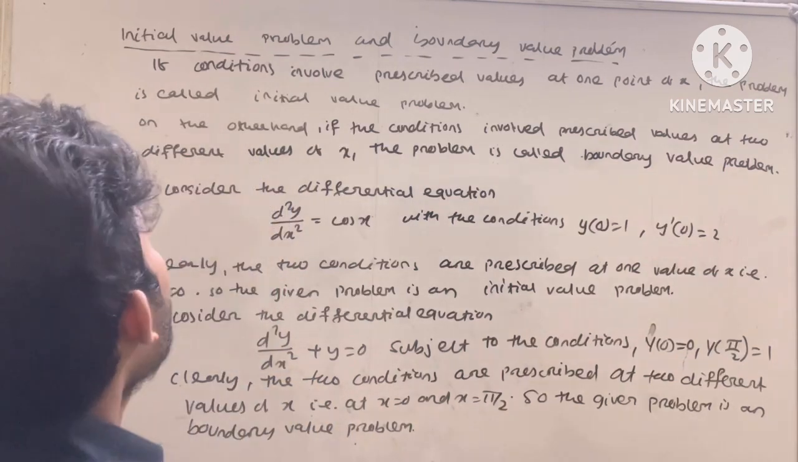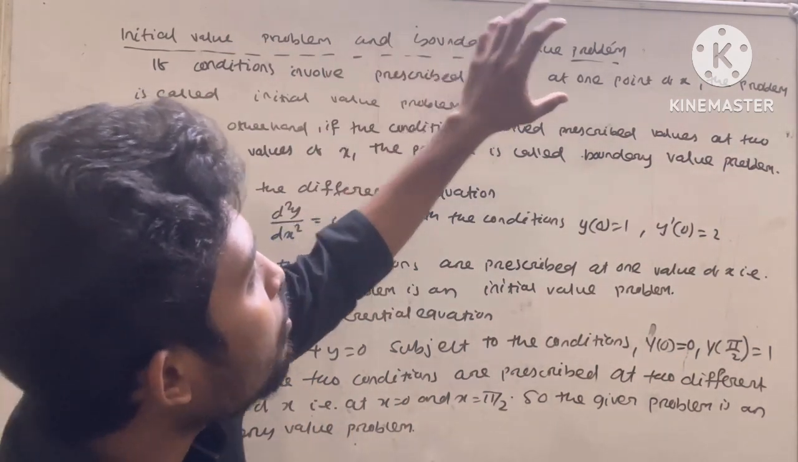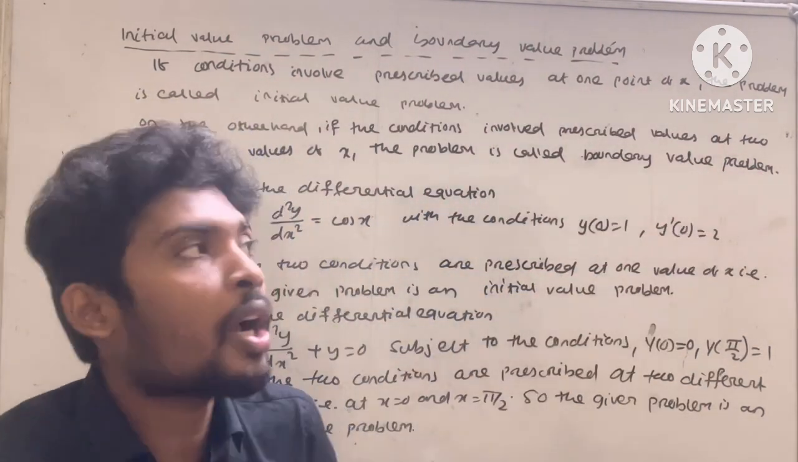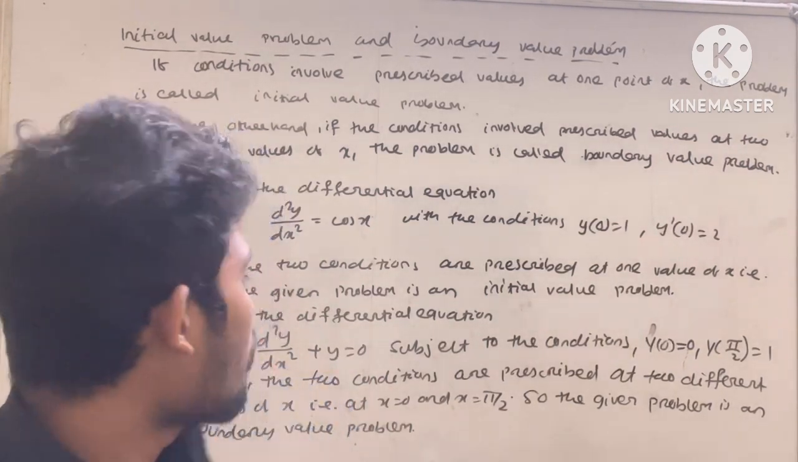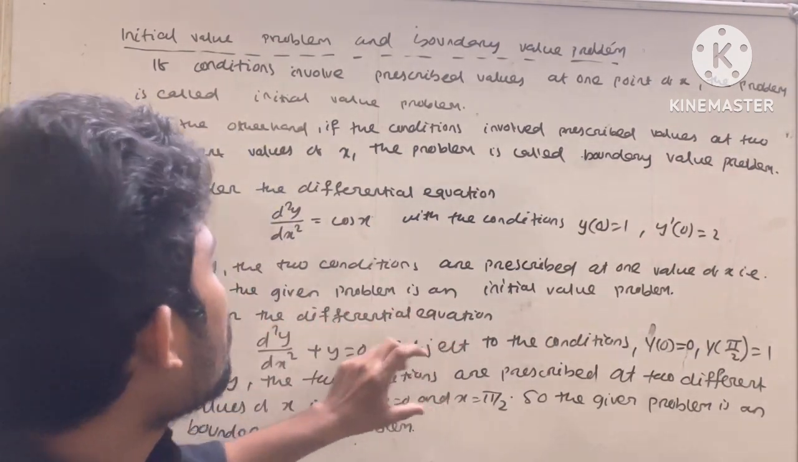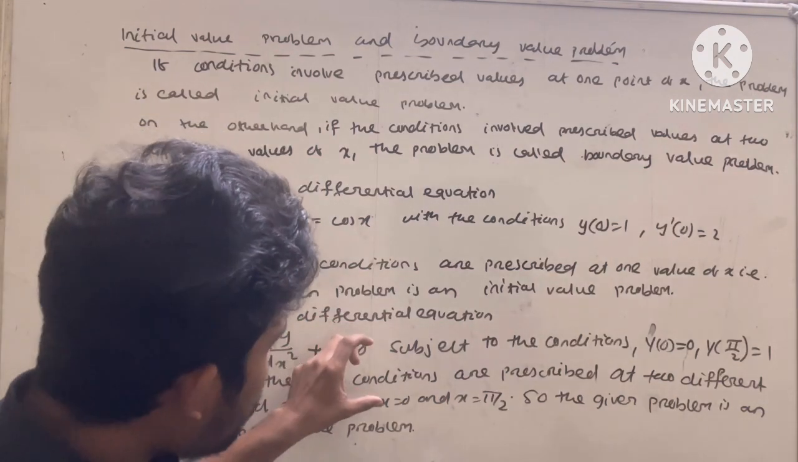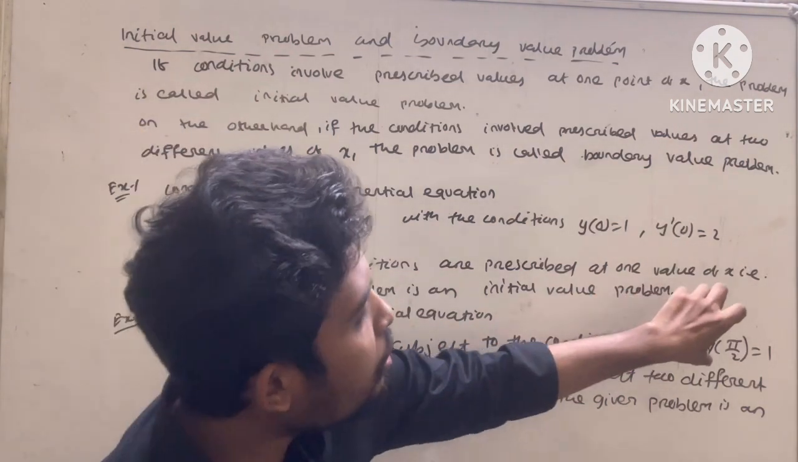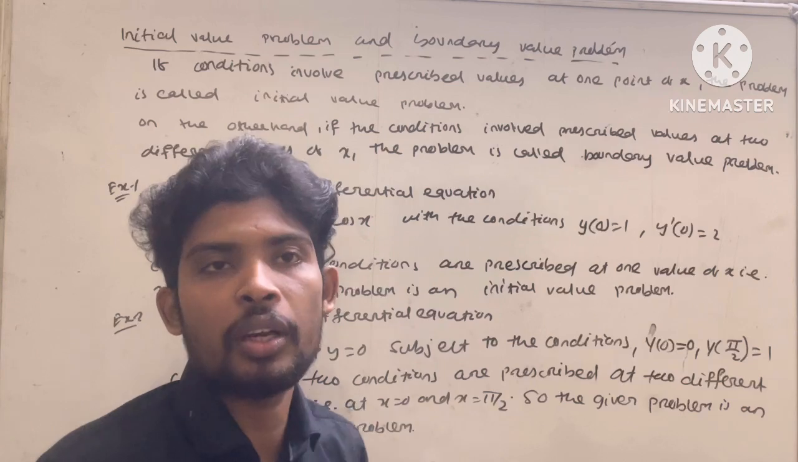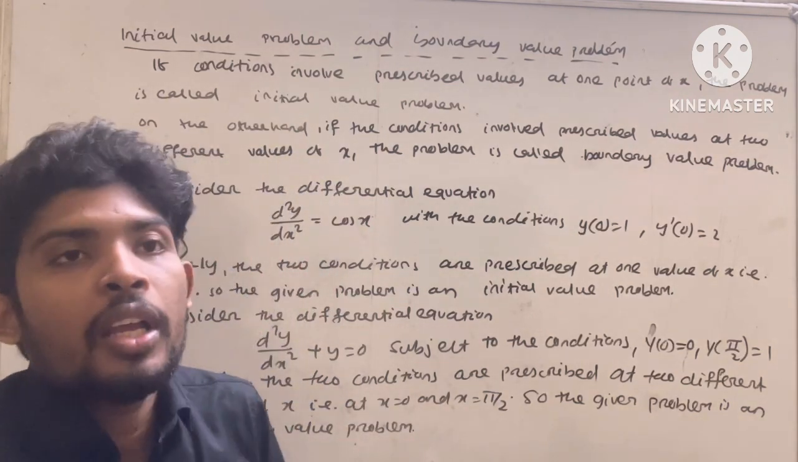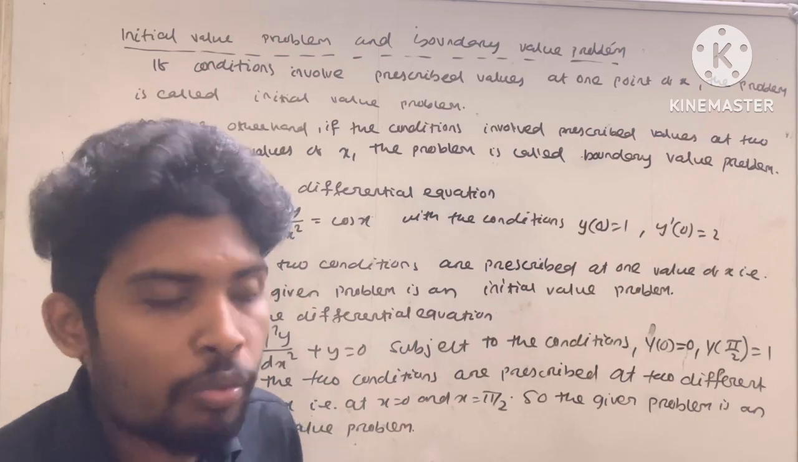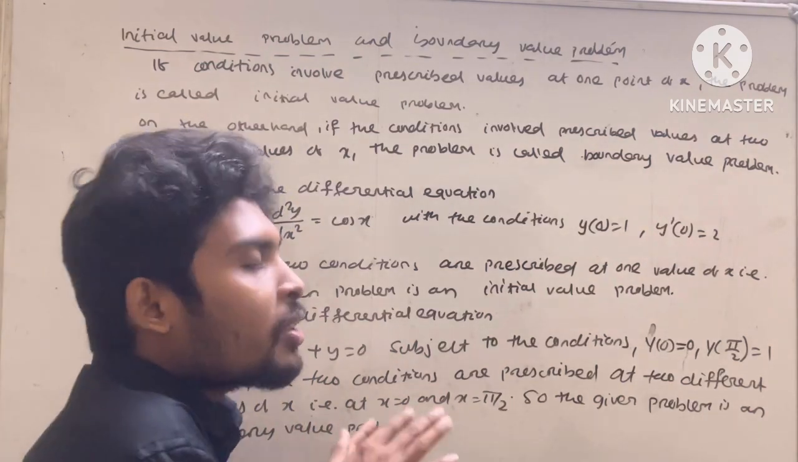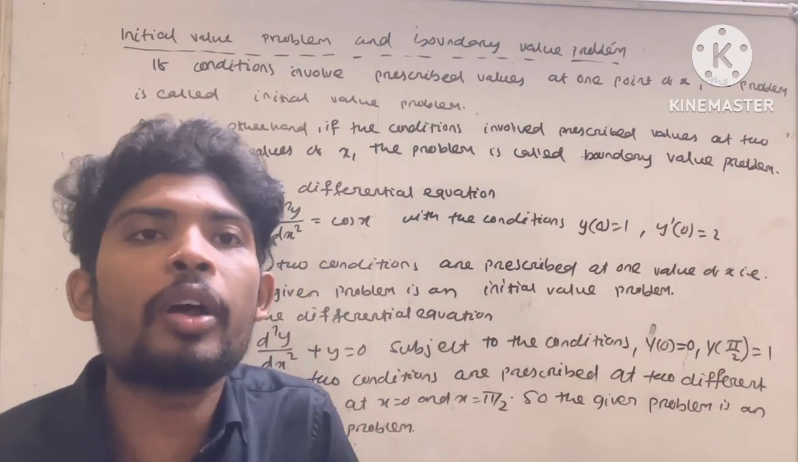Look at the second one. On the other hand, if the conditions involve prescribed values at two different values of x, the problem is called boundary value problem. Look at here. Consider the differential equation d square y by dx square plus y equal to 0 subject to the condition y of 0 equal to 0 and y of pi by 2 equal to 1. That means x has two different values, x equal to 0 and x equal to pi by 2. So in that case, you have to say that this is a boundary value problem.